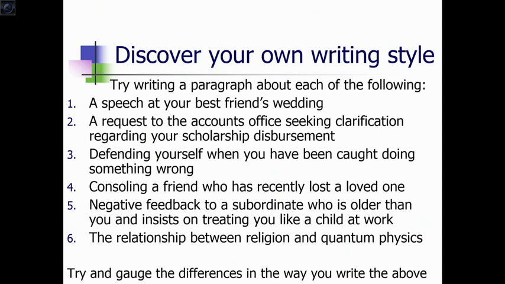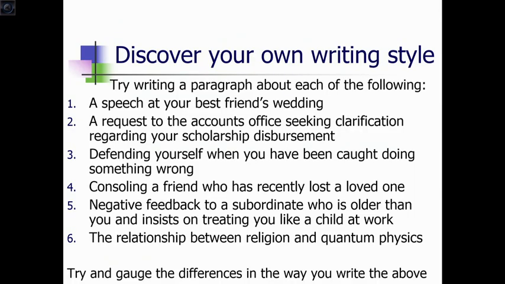These are the actual exercises I give to students in my class. Defending yourself when you have been caught doing something wrong, consoling a friend who has recently lost a loved one, negative feedback to a subordinate who is older than you and insists on treating you like a child, because many times, especially in senior organizations, you will find people who are much older than you, and you try and ask them to do something, and they will say that I've been doing this since your father was a student here. So, that kind of thing.